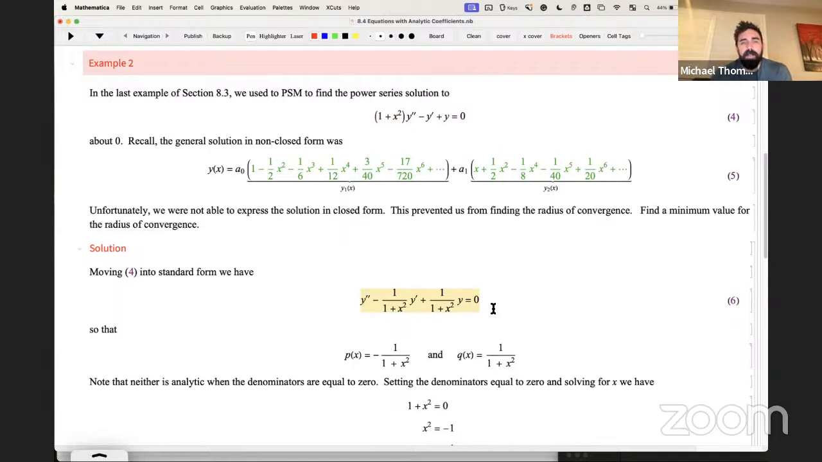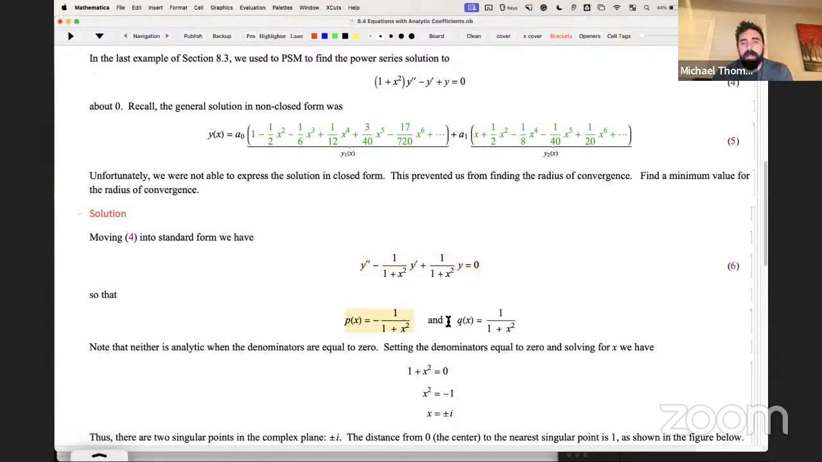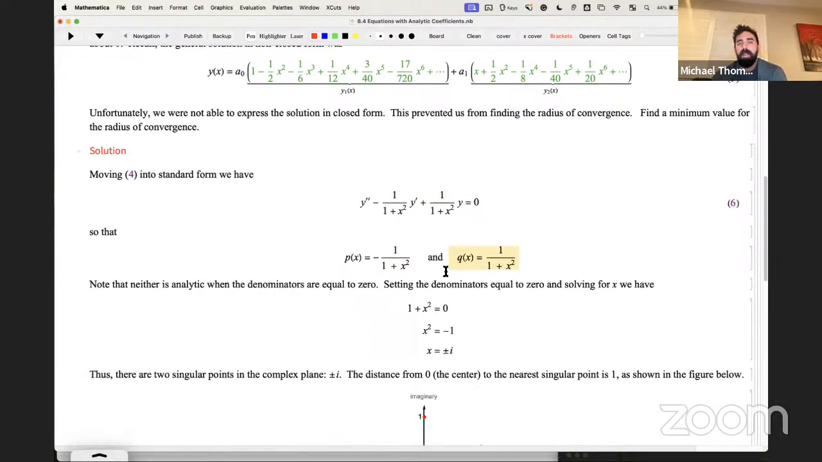There's no removable singularities or anything, so we just leave it. So there's p of x and there's q of x. What you want to note here is that these things will fail to be analytic outside of their domain. There's really no problem here in the real numbers. However, if we're talking about the complex plane, if x equals i or negative i, that is, if 1 plus x squared is equal to 0 and you solve for x, so if x equals plus or minus i, you're going to have a problem. You're going to be dividing by 0. So that means you can think about i and negative i being singular points in the complex plane.